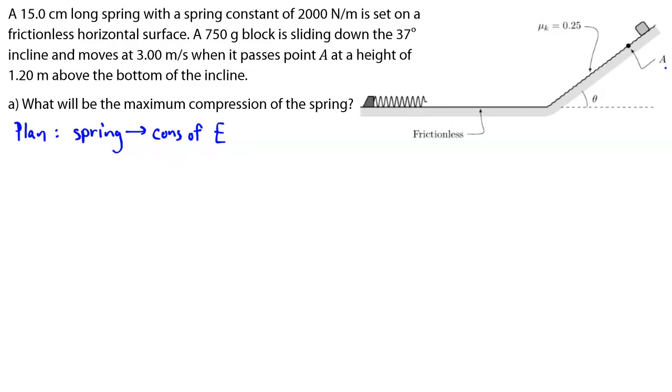So point A is already defined. It's the moment when the block passes point A. What I'll define as point B will be the moment or location when the spring is at max compression. So that will be, if you want, my final stage, my second stage. Point B will be somewhere in here, when the block is pushing against the spring, and the spring is now a bit shorter.